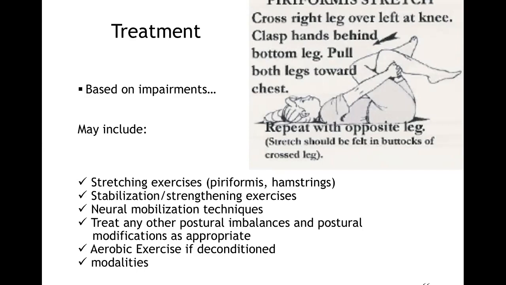Obviously, we want to make sure that the patient has optimal posture or as optimal posture as possible. Aerobic exercise if the patient is deconditioned due to being in pain for so long, and modalities as needed. So maybe a soft tissue massage to release the tightness in the piriformis muscle. It could be an ice pack if the patient is in the acute stage and maybe some inflammation is present, if you have radiculitis, which is where there's inflammation. So there's a ton of things that you can do, but it's mostly dependent upon the impairments that the patient presents with.